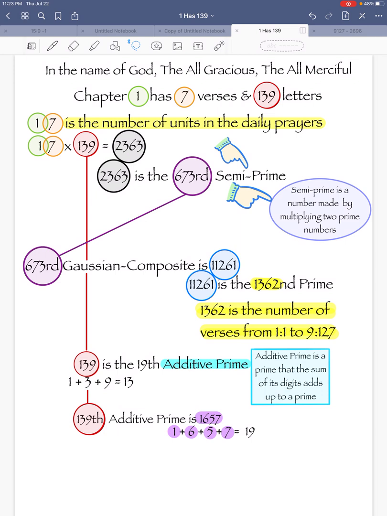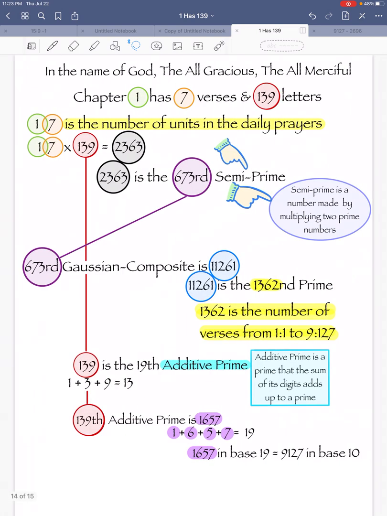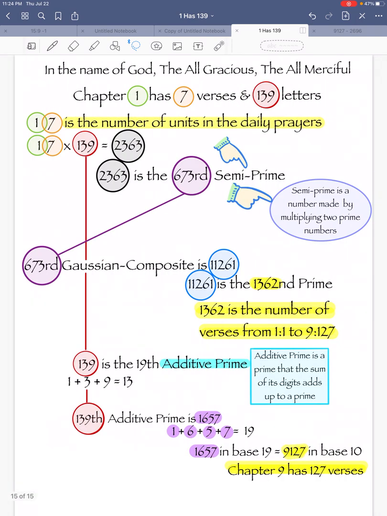Okay, let's take one step back here. We're going to start from that 139 again. 139 is the 19th additive prime. The 139th additive prime is 1657. 1657 in base 19 equals 9127 in base 10. And we know that 9127 mathematically is telling us that chapter 9 has 127 verses and not 129.